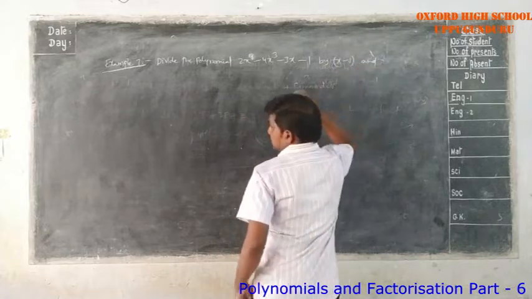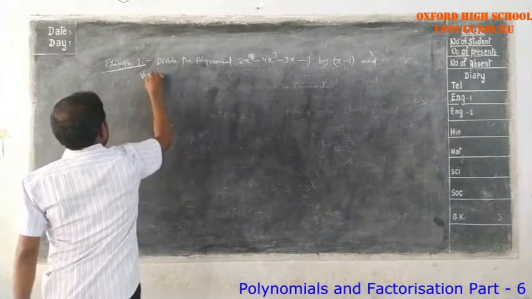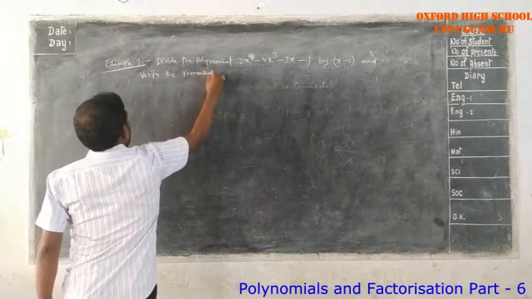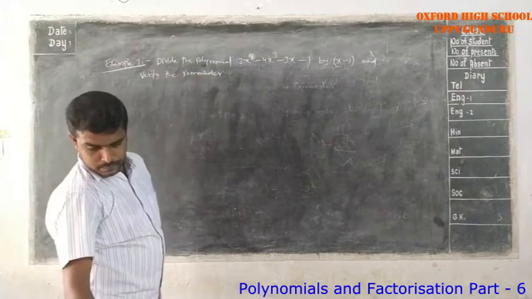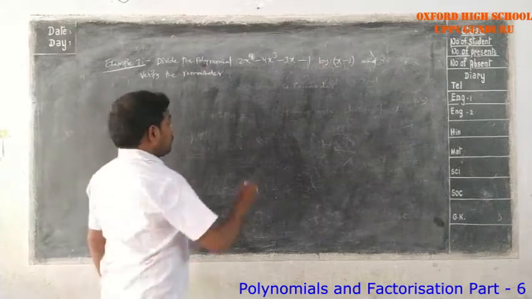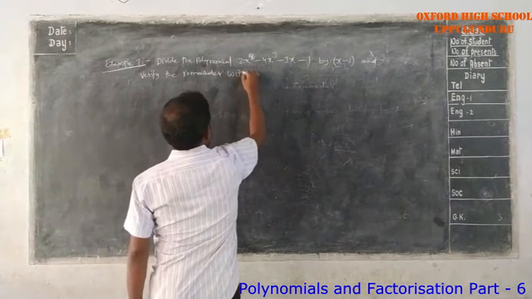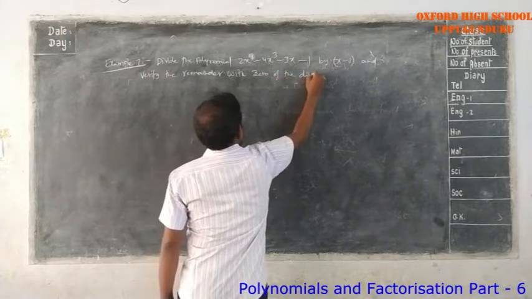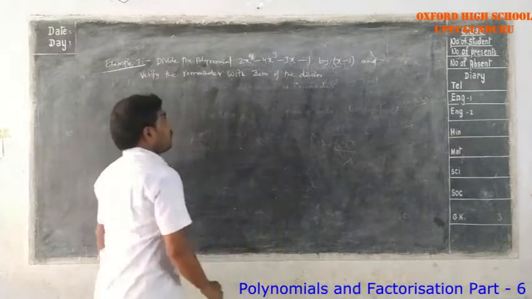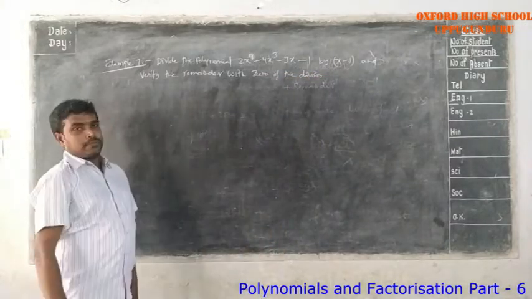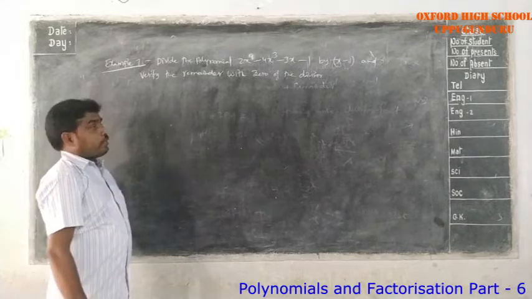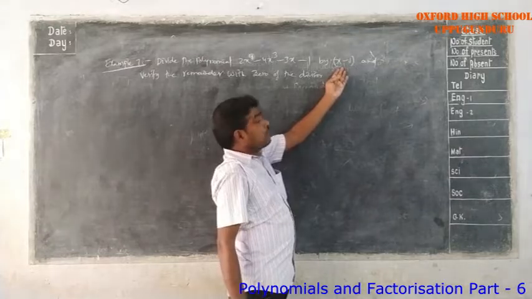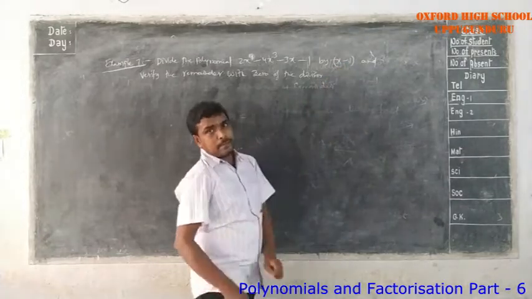and verify the remainder with the zero of the divisor. So you have to divide the given polynomial by x minus 1 and verify the remainder with the zero of the divisor. What is the zero of the divisor here? The divisor is x minus 1. The zero of the divisor is 1.